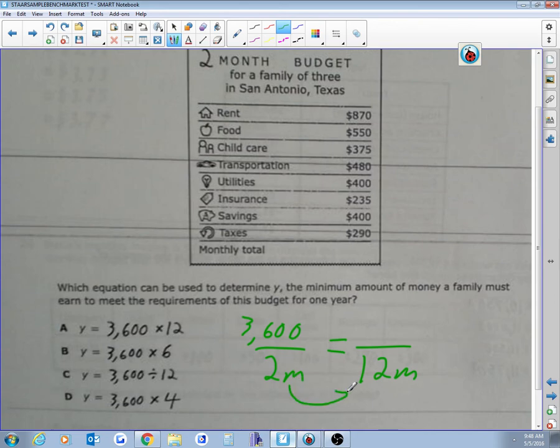So 2 times 6 is 12. So what would I do to the bottom? I've got to do to the top. 3,600 times 6. That's it. That's what we got to do. Times 6 to get for a full year. There are 6 sets of 2 months in 1 year.